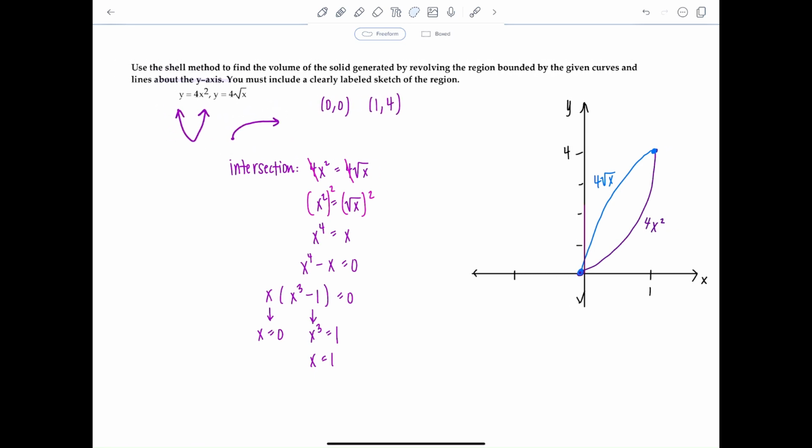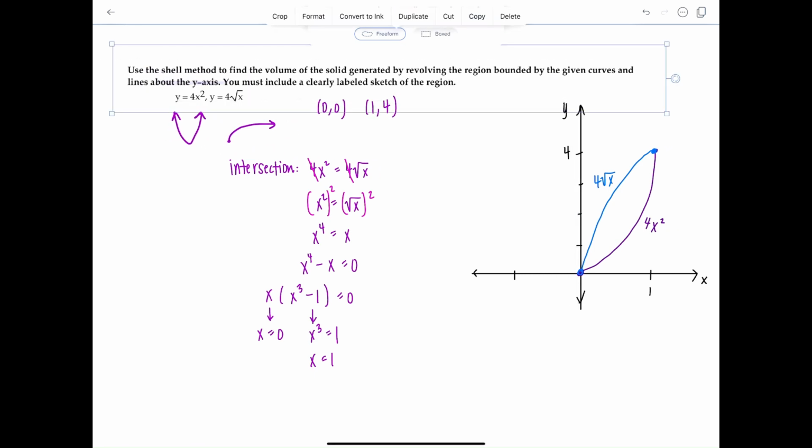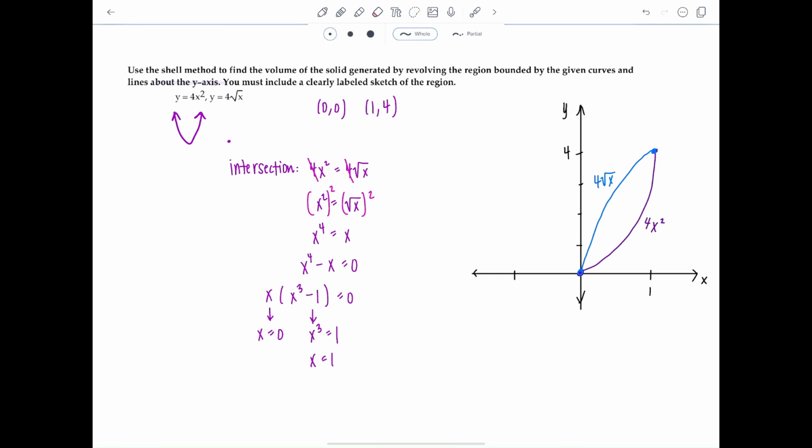Oh, I did not mean to move that whole thing. Anyways, I knew by the shape of these curves that if rad x is going to intersect, it's going to be like this. So that's basically where the (1, 4) and the (0, 0) are. So this is the region that we're going to spin right here. Let me shade it in. And we're spinning this around the y-axis, okay?